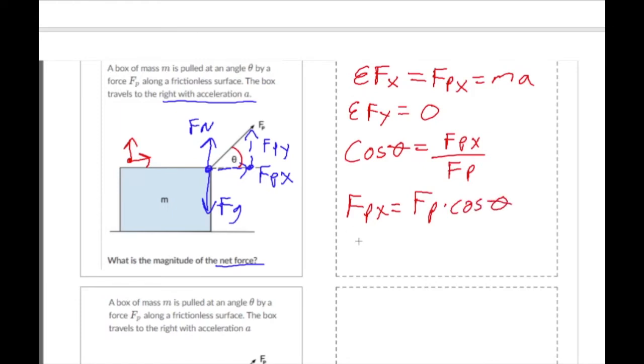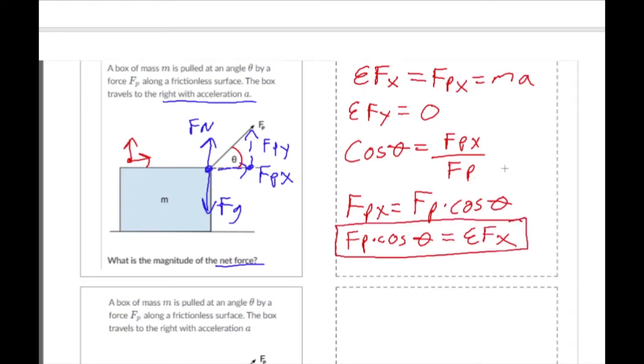Let's go ahead and substitute that into our equation above, and we end up with Fp times cosine theta is equal to net force in the x direction. Since there's only a net force in the x direction, that is our net force here, because the net force in the y is 0, so it doesn't matter for this problem.